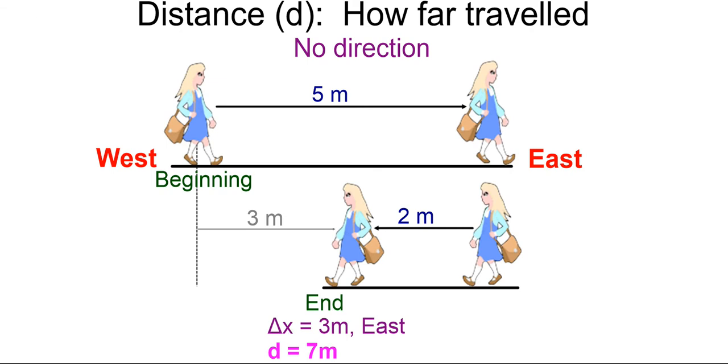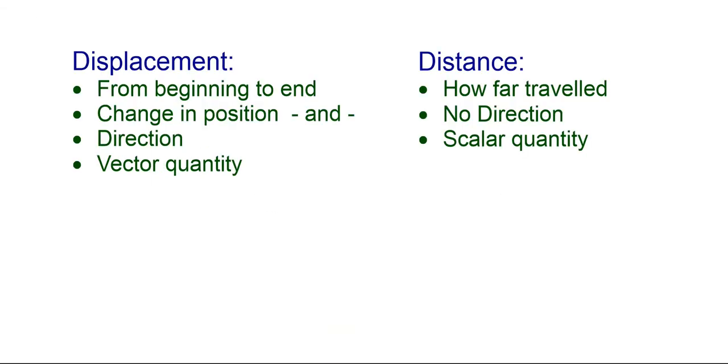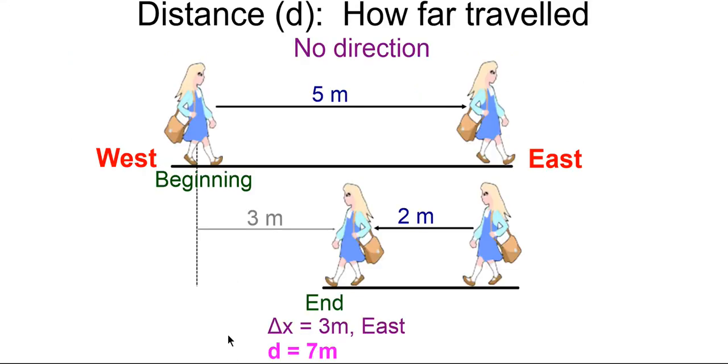So here's the summary. Displacement is from beginning to end. Change in position. We need to know the direction also. Turns out that displacement, because it has direction, is a vector quantity, correct? Distance is simply how far traveled. We don't care about direction, so it is a scalar quantity. I'll end here. This person has a displacement of 3 from beginning to end, but she walked 7 meters distance.